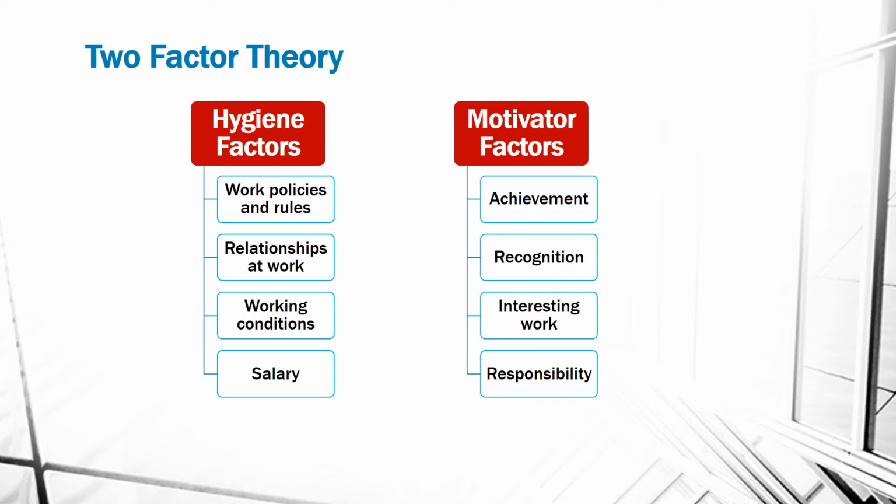So according to this, we're more likely to strive for things like achievement, recognition, interesting work, and responsibility, but we'll be demotivated if all of a sudden we receive a cut in pay or we don't get our salary, or if we have poor relationships at work or really constraining or confining work policies and rules.